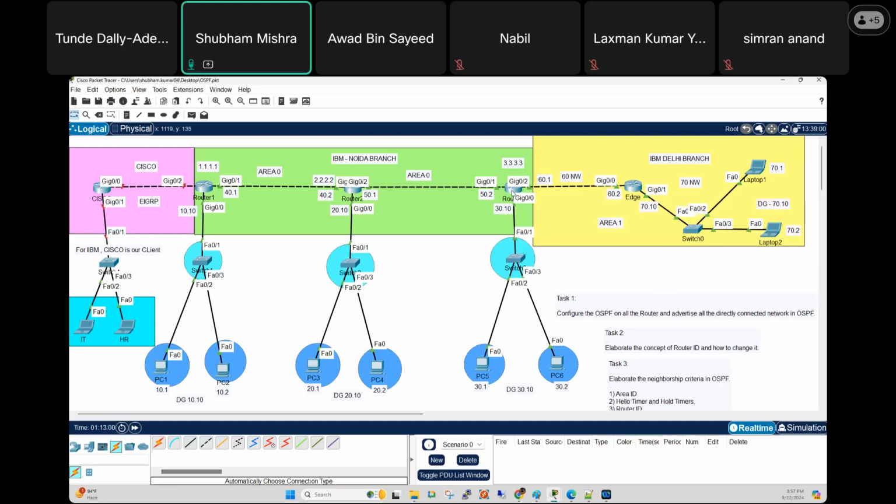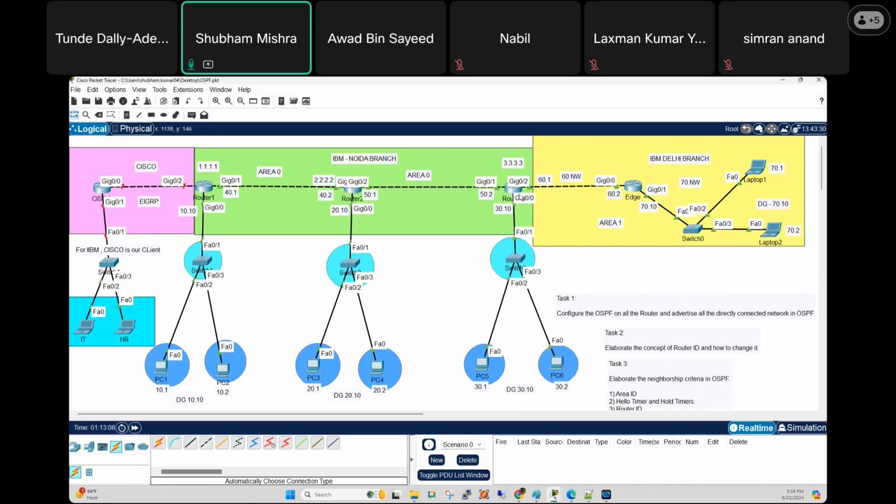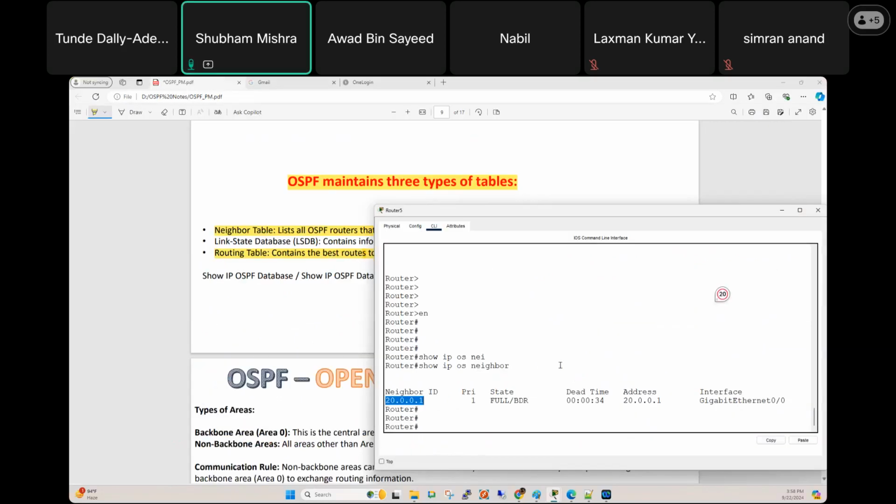Let's suppose you configure the IP address 50.2, or I change the host name. The host name is Baba. This router doesn't know who Baba is or what 50.2 is. This router always identifies that router by the name 3.3.3.3, that is the router ID. I hope this is clear to all of you. So that's the reason when I write show ip ospf neighbor, this router knows its neighbor by the name of router ID only.